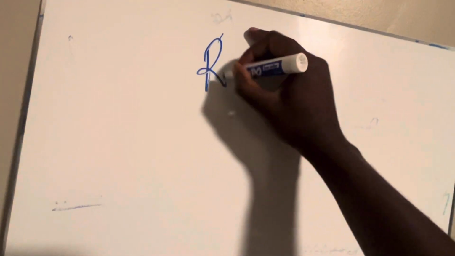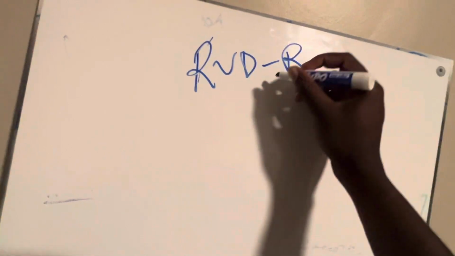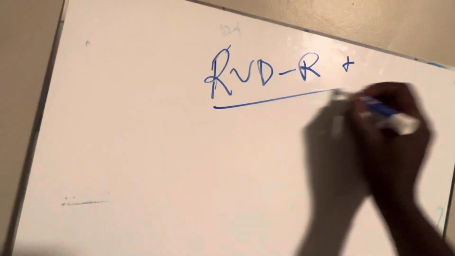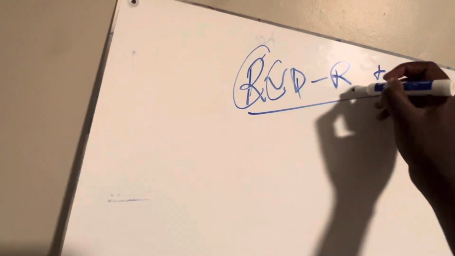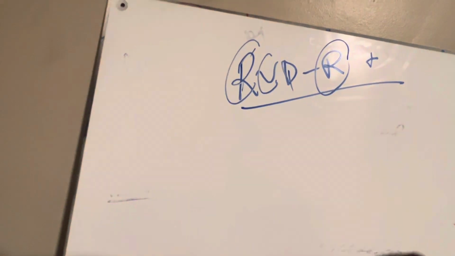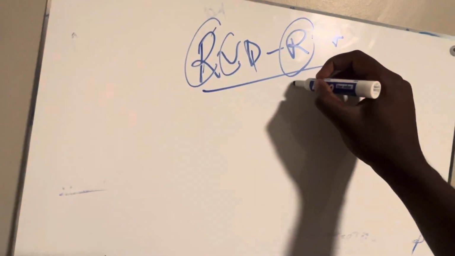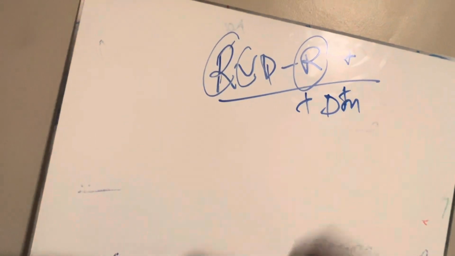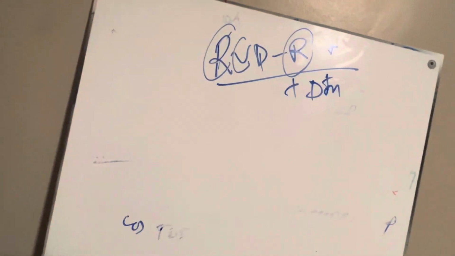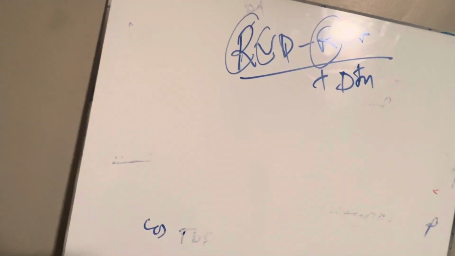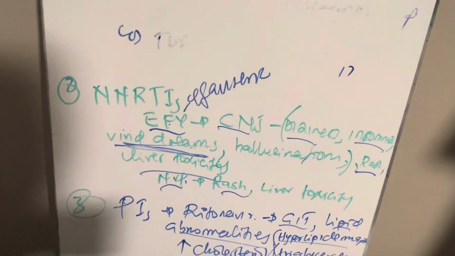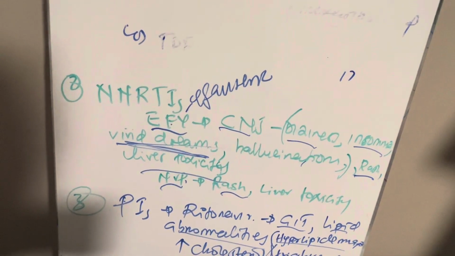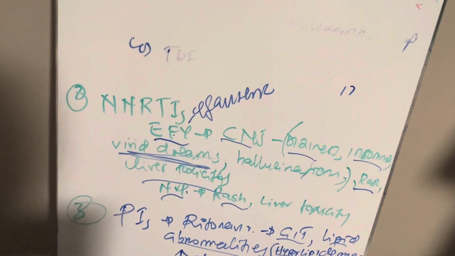RVDR, this is HIV positive status, retroviral disease reactive. So if someone is RVDR plus diabetic, I think you shouldn't be given ritonavir. Lopinavir/ritonavir can usually cause nausea, diarrhea, and lipid abnormalities, even liver toxicity.